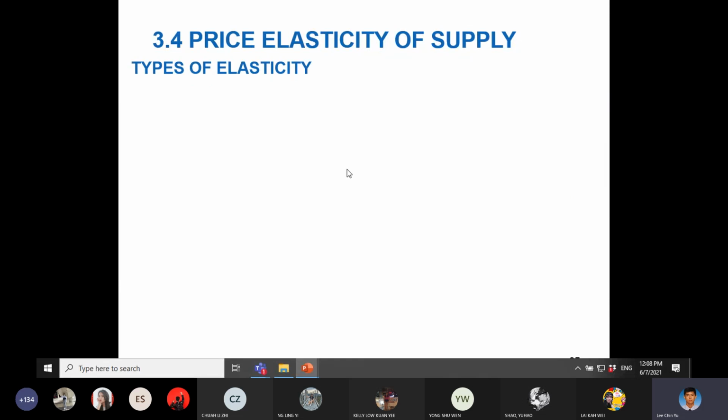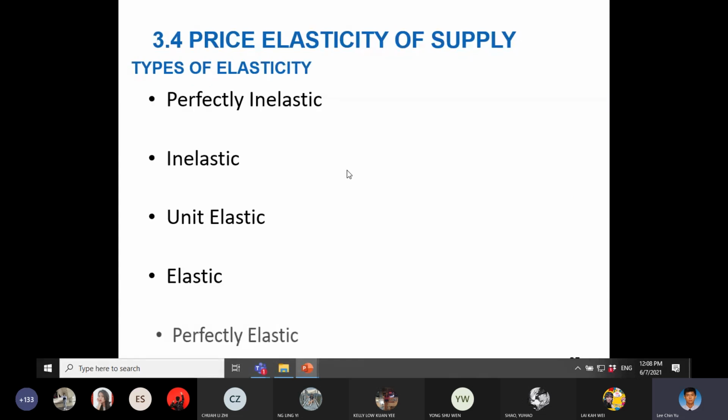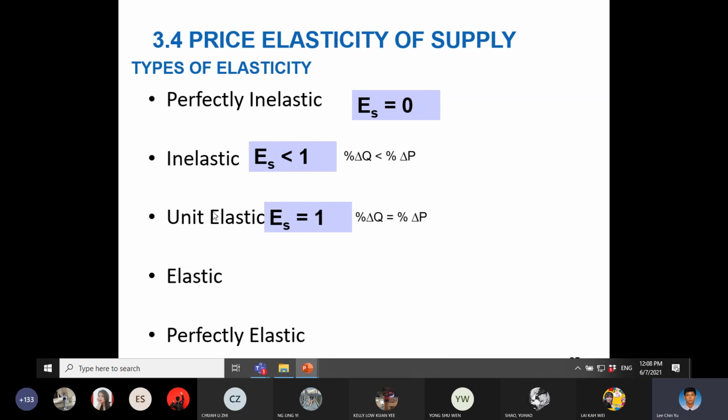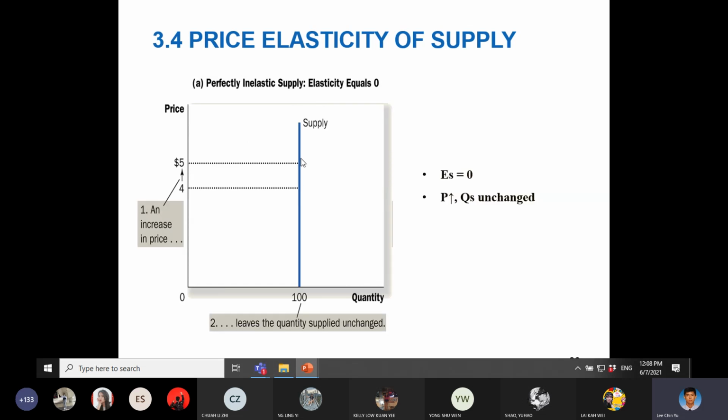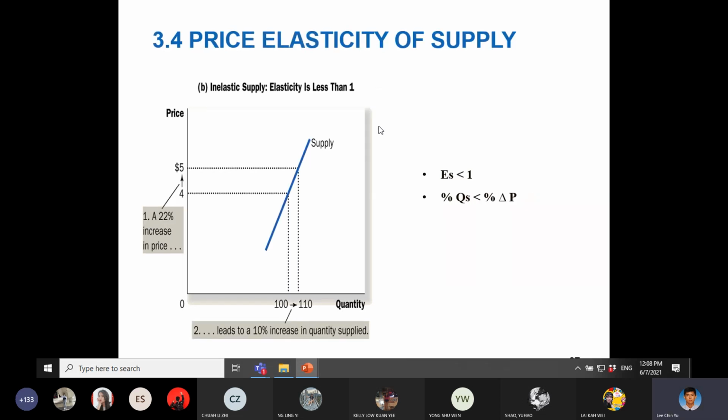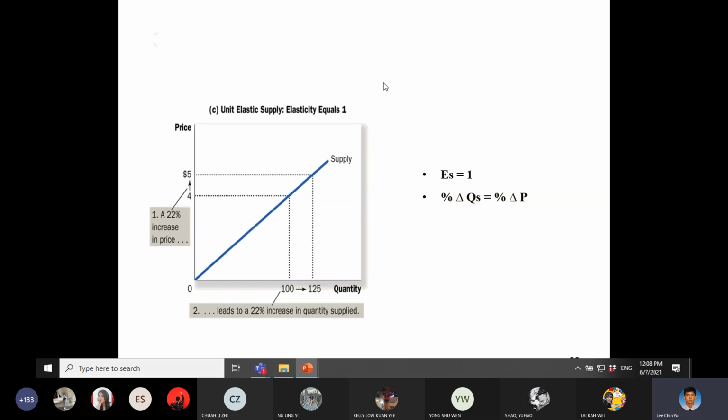So under this price elasticity of supply, we have 5 types of elasticity: perfectly inelastic, inelastic, unitary elastic, elastic, and perfectly elastic. Similar to demand, we can observe the slope. A straight vertical line means perfectly inelastic. If we have an upward sloping line which is much steeper, it means inelastic.